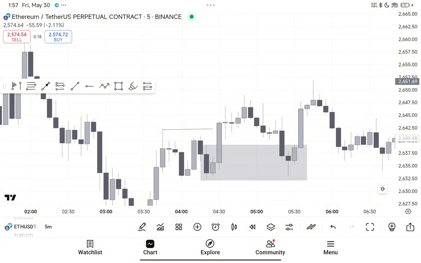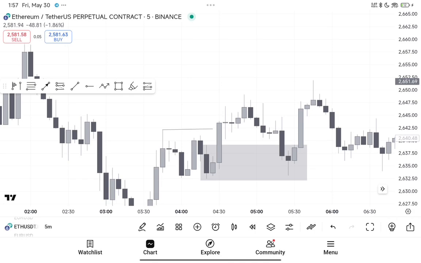So I've given you these two examples, the example of a bullish order block and the example of a bearish order block. The bullish order block occurs before a break of structure to the upside. The bearish order block is the block before a break of structure to the downside. Okay.